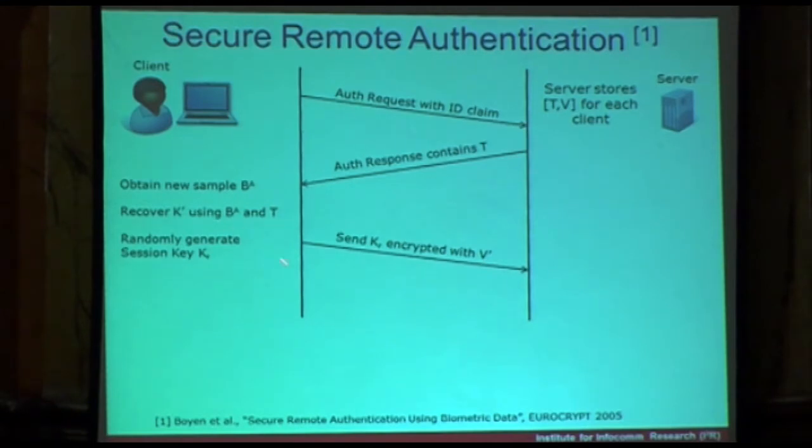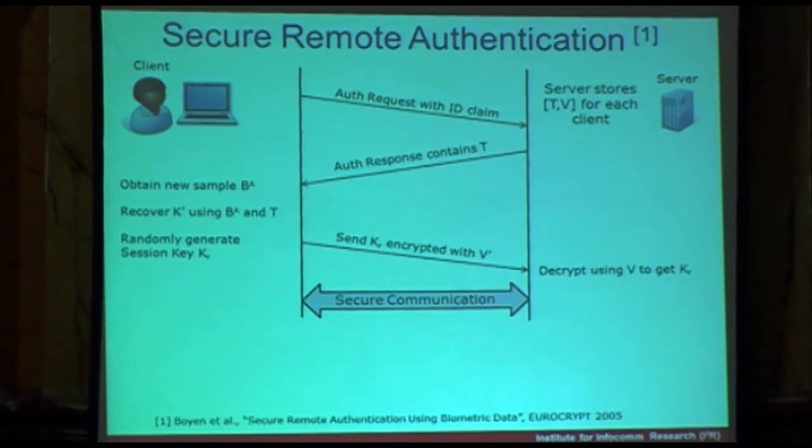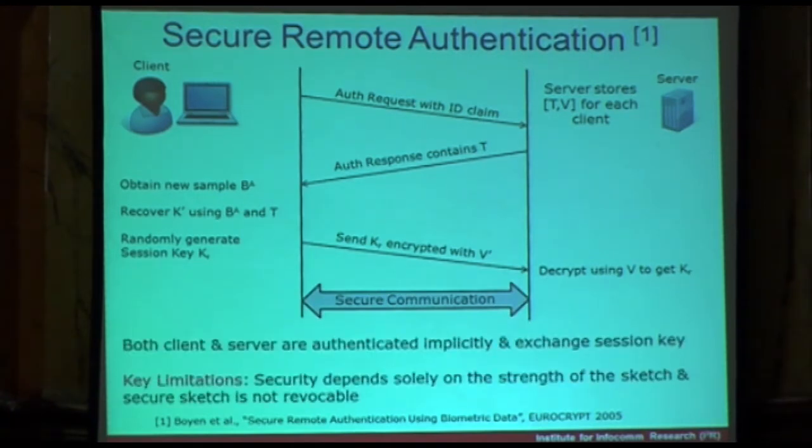So the key K prime is recovered, and then using this K prime, you can encrypt the randomly generated session key and send it to the server. Once the server receives it, it can do the secure communication based on this random session key KR. So this solution actually authenticates both the client and the server. Only the valid server will have your secure sketch or secure template, so it implicitly authenticates the server too, and it facilitates the exchange of a session key.